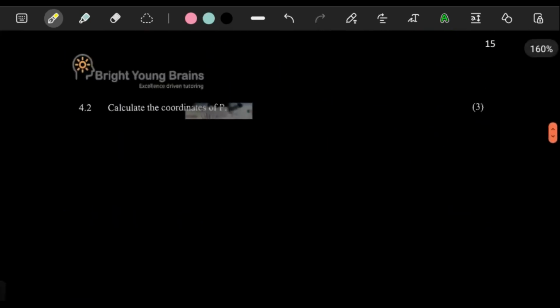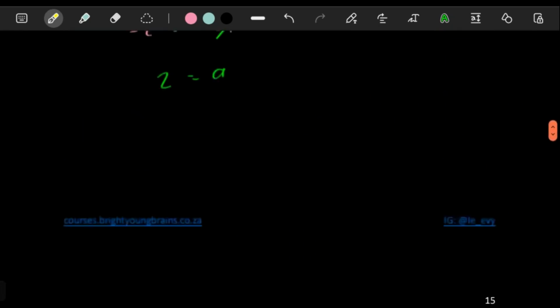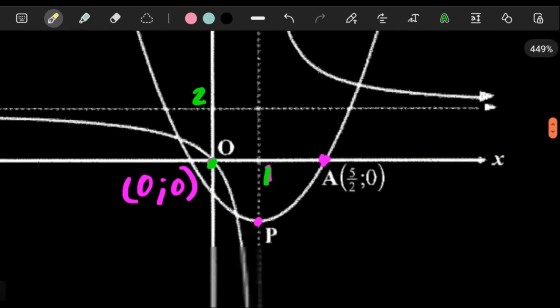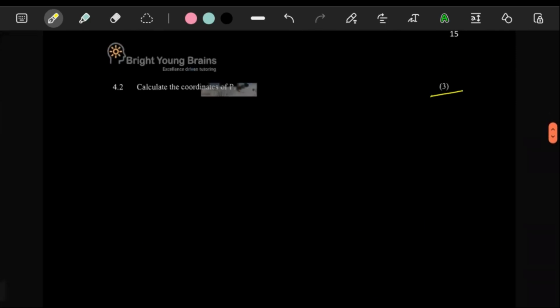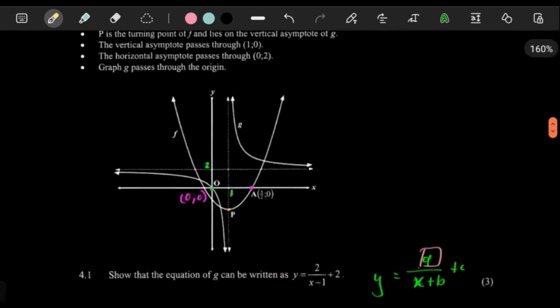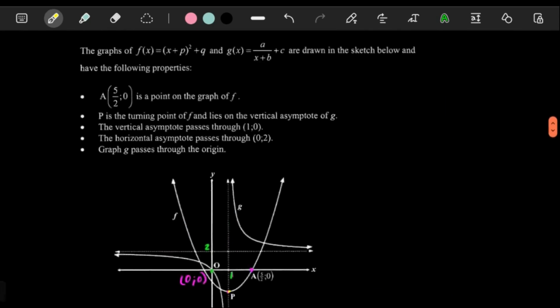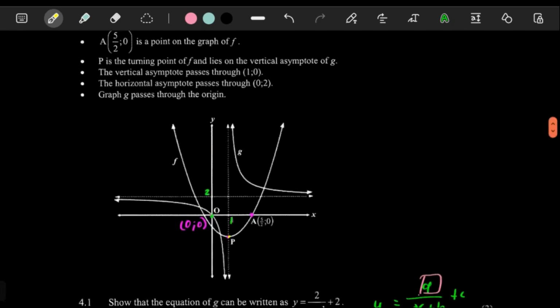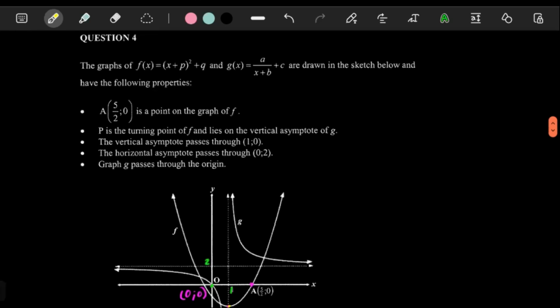Let's move on. 4.2, calculate the coordinates of P. P is just the turning point. So let's just check the mark allocation actually. It's a 3-mark question. Well, you may be thinking how you're going to get the x value there, or the y value rather. Getting the y value, it seems like you may just have to get the equation of the graph, because it seems like we have no choice. Fortunately, we have the equation of the graph.